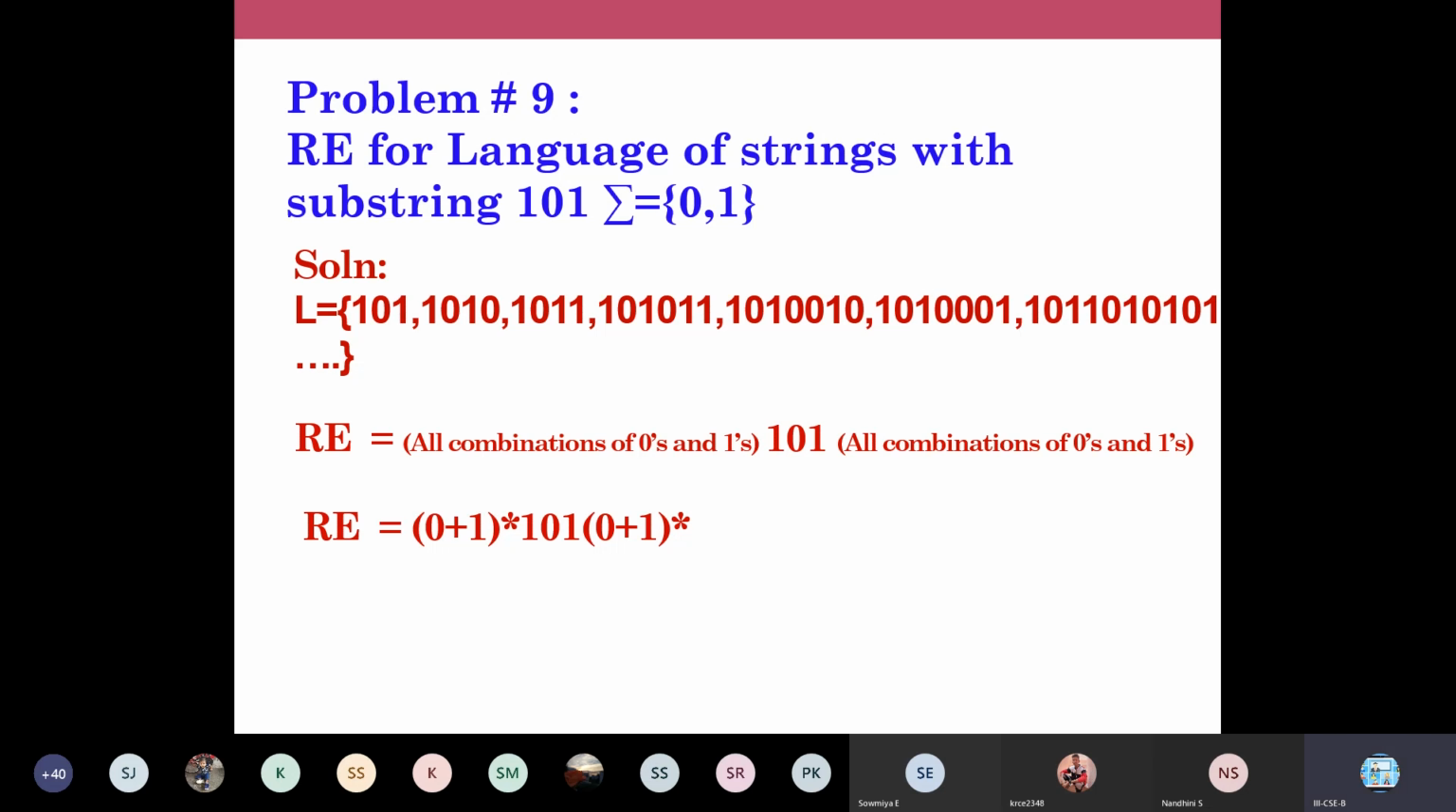So I've displayed the answer. If it is not visible for anyone, I will just read out the answer. It is (0+1)*. Write down (0+1)*, then 101, and once again (0+1)*.